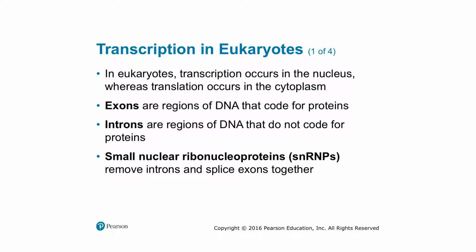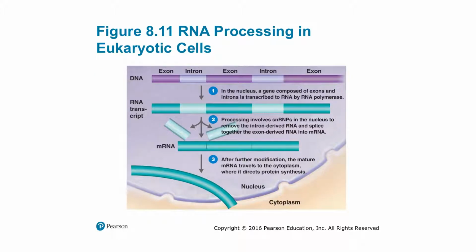In eukaryotes, we have exons and introns, and exons are regions of DNA that code for proteins, whereas introns are regions in DNA that do not code for proteins. And so small nuclear riboproteins, or snRNPs, remove the introns and splice the exons together. And so here we can see this.